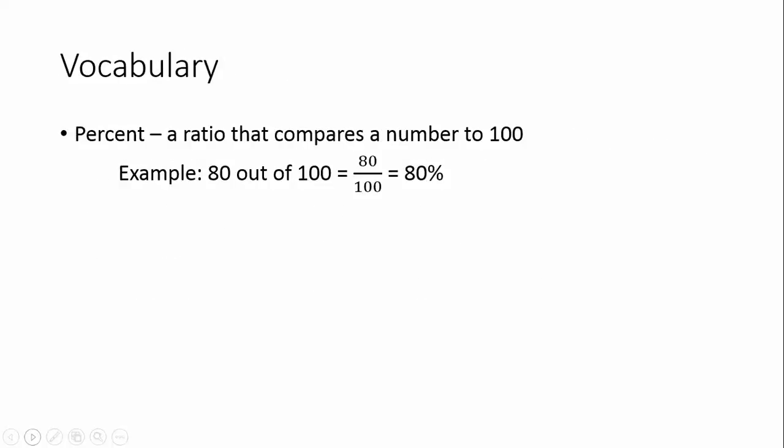Vocabulary term today is a percent. And a percent is a ratio that compares a number to 100. So the example is 80 out of 100, and you can write that as a fraction, 80 over 100. So that's 80%, 80 parts out of 100 parts.